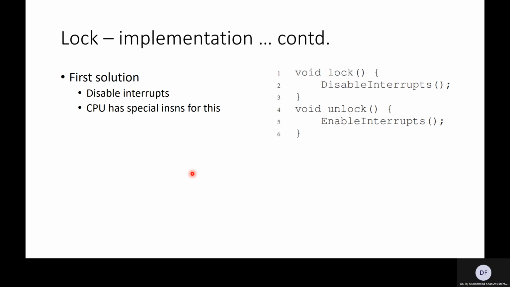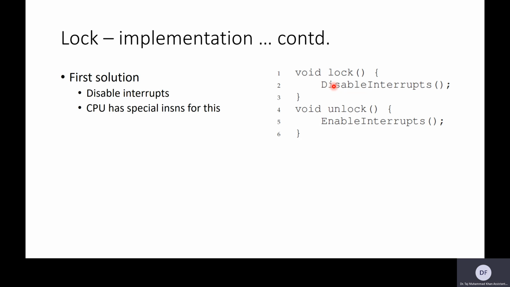So one option could be that since all this scheduling is happening because of interrupts, we can perhaps disable the interrupts while we are inside our critical section and re-enable the interrupts after the critical section. Okay, so in that case, the acquire lock function would look like this.